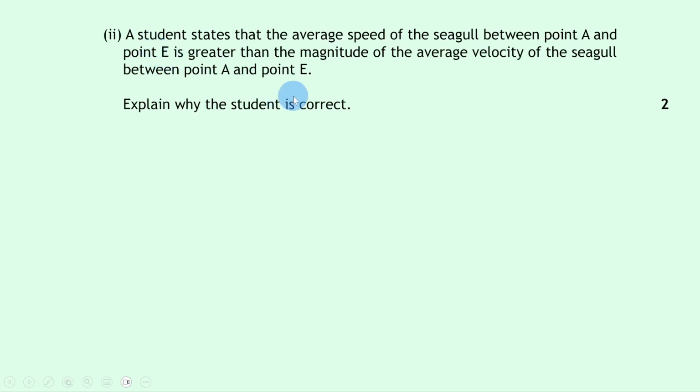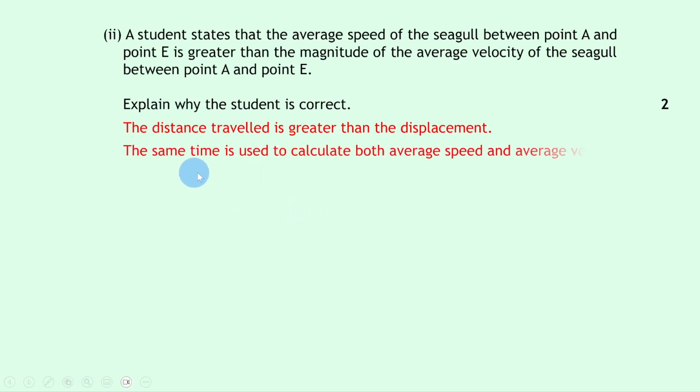B part 2 says a student states that the average speed of the seagull between point A and point E is greater than the magnitude of the average velocity of the seagull between point A and point E. Explain why the student is correct, and there's 2 marks available here. Well, first of all, we could say the distance travelled is greater than the displacement. So remember the resultant displacement was only 67 metres compared to the very big distance travelled from the initial diagram.